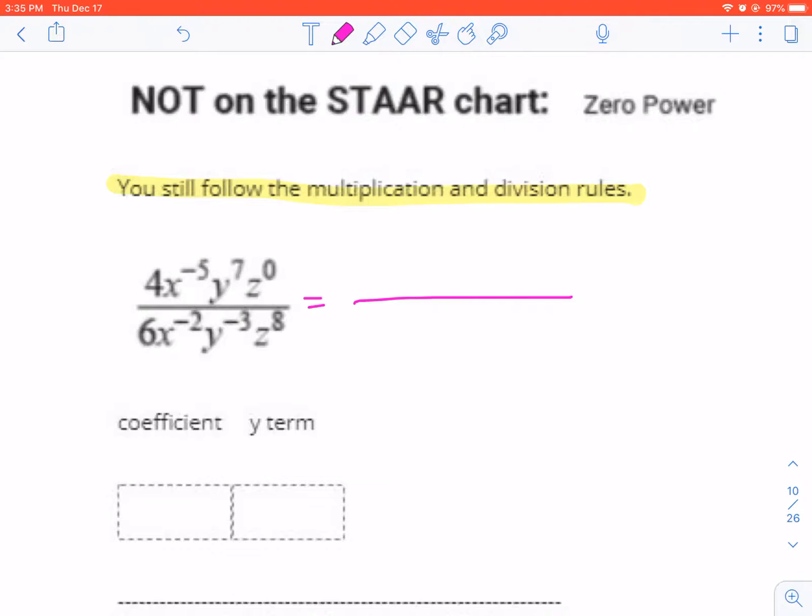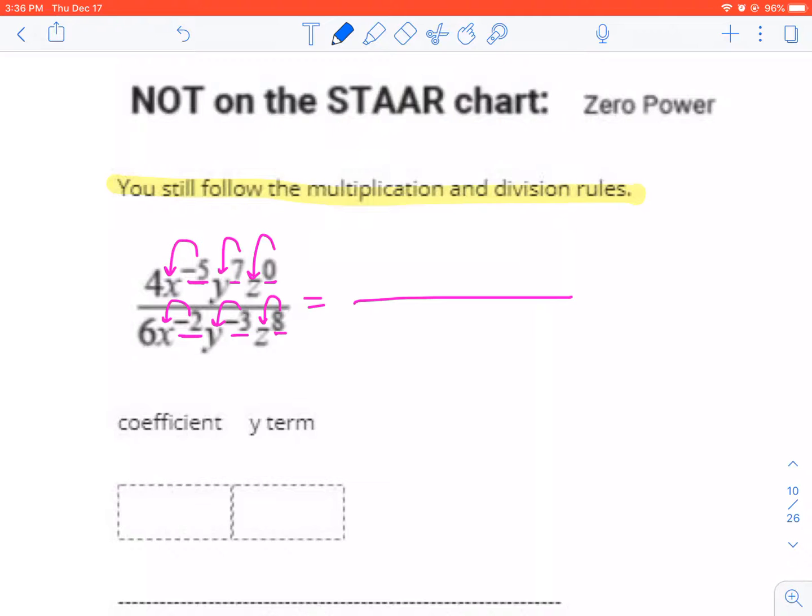So the very first thing I'm going to do is find out who has what power. So we have this negative 5. Negative 5 goes with just the x. The 7 goes with just the y, and the 0 goes with just the z. And the same thing on the bottom row. This negative 2 does not go with the 6 and the x. It only goes with the one thing next to it, which is the x. And so by identifying who has the powers, that might make things a little bit easier.